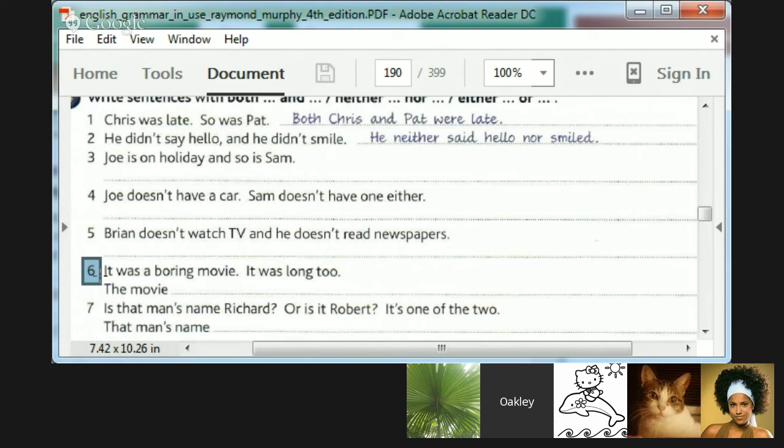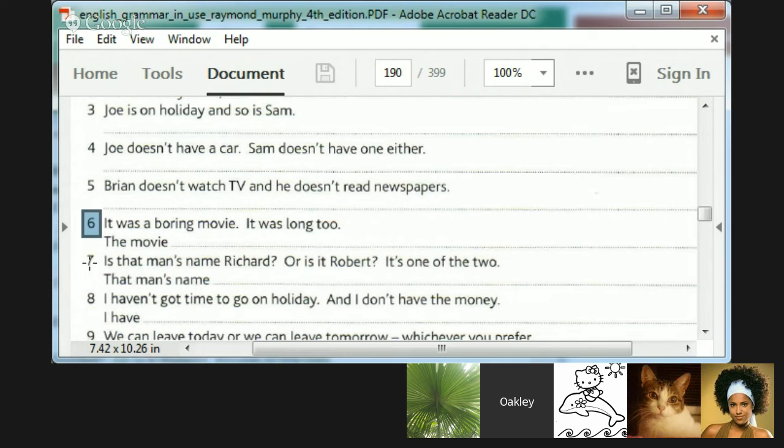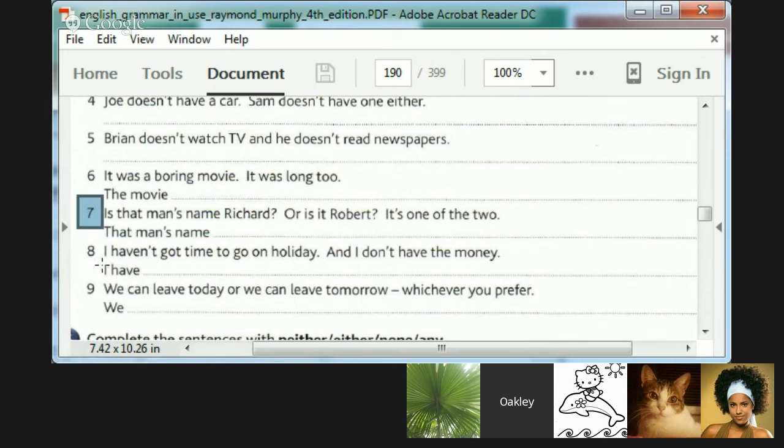Okay, number 6. It was a boring movie. It was too long. The movie was both boring and too long. Okay. Yep, that's fine. Perfectly fine. Just 2 things about the movie.